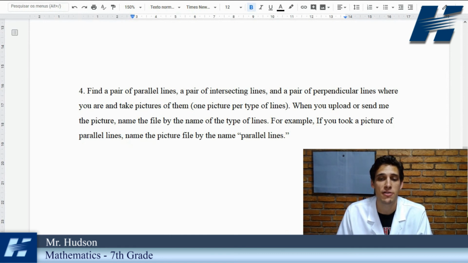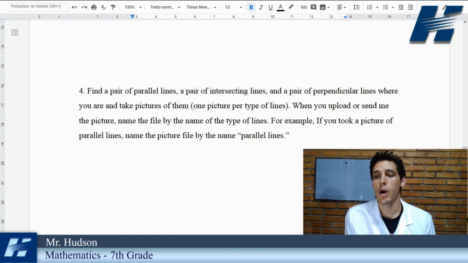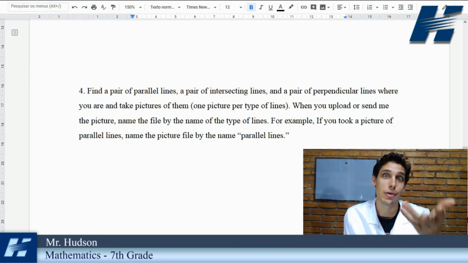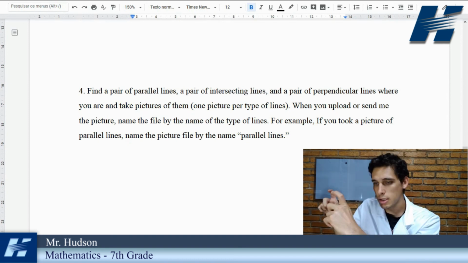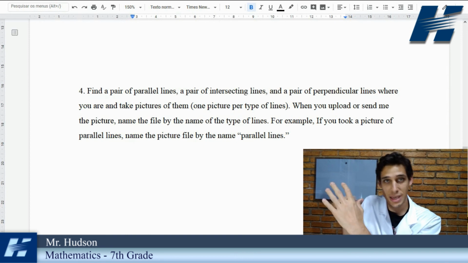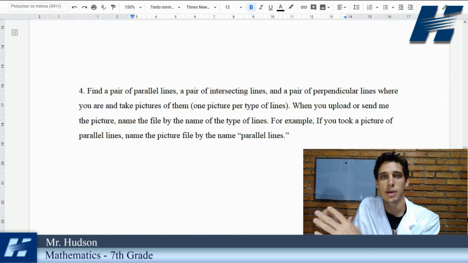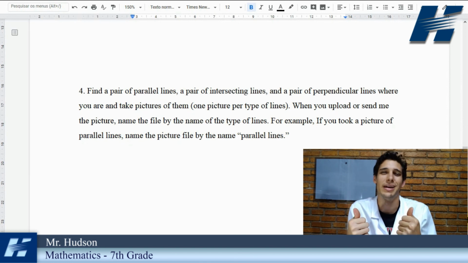Find a pair of parallel lines, a pair of intersecting lines, and a pair of perpendicular lines where you are. I was going to say in your house, but I don't know if you're in your house. So wherever you are, and take pictures of them. 1 picture per type of lines. When you upload or send me the picture, name the file by the name of the type of lines. For example, if you took a picture of parallel lines, when you go to name the file, you put parallel lines, okay? Just to make it nice and organized, okay?